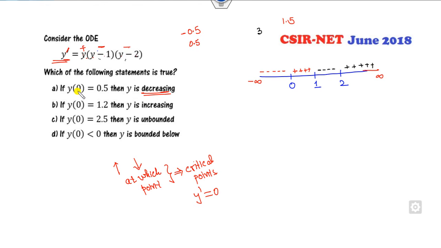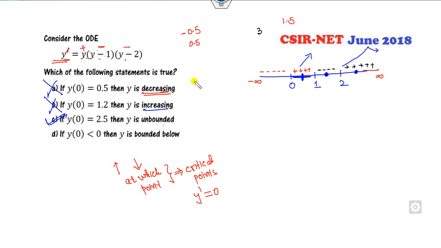Now look at the options. Y of 0 is 0.5. Then y is decreasing. But you can see in this case 0.5 lies here. Fine, but it's positive, which means it's increasing, but it said decreasing. 1.2 lies here. Fine, it is decreasing, but it said increasing. 2.5 lies here. Y is unbounded, that's true, because it's increasing. It's increasing like here, going to the upper value, and this is unbounded. So this is a correct option.